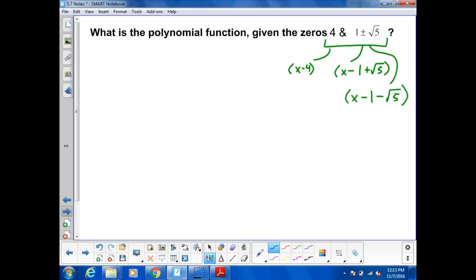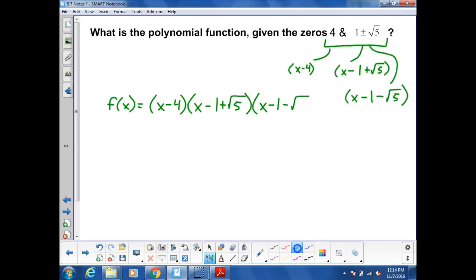So, now what do we do with those? Multiply them together. So f of x is going to be x minus 4, x minus 1 plus the square root of 5, and x minus 1 minus the square root of 5. Okay, let's take the last two again. So the x has to go into all three parts now.